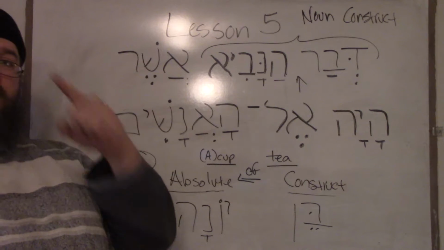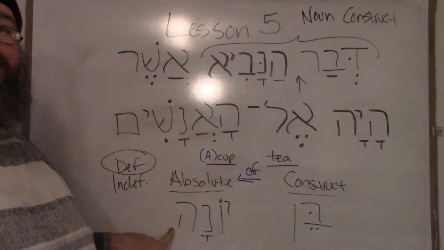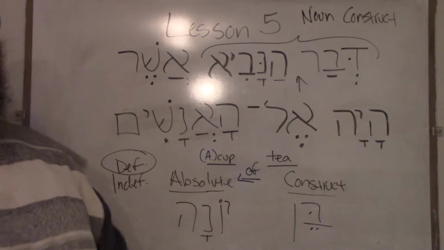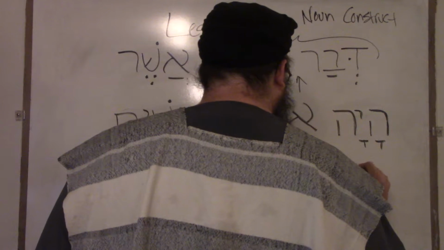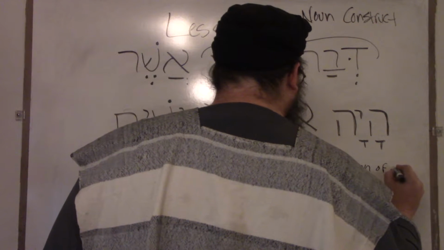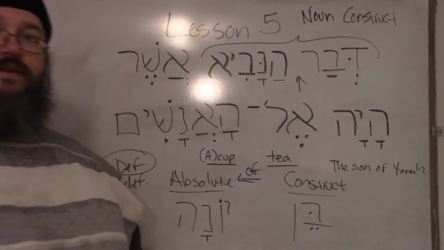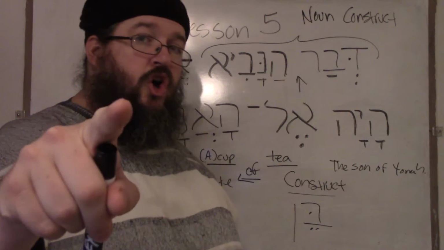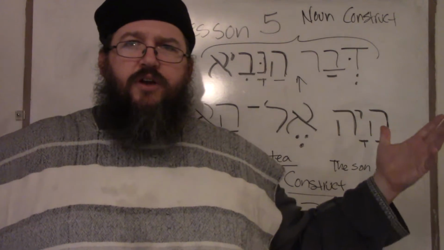You might say in your head, hey, the absolute state is definite. So that means the whole noun construct is definite. So you're thinking the son of Yonah, right? The answer is wrong and right. You're like, whoa, wait a second here, wrong and right. What do you mean wrong and right?